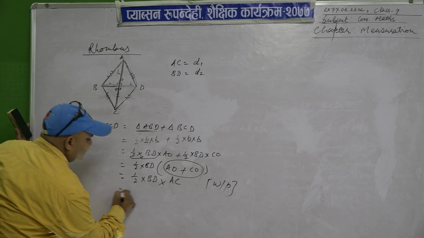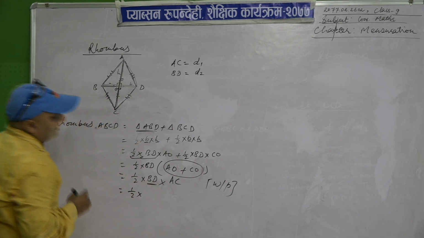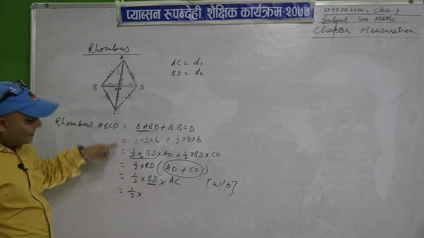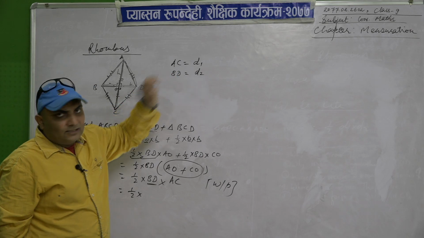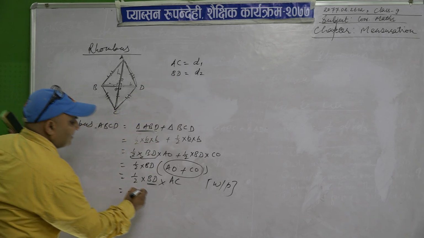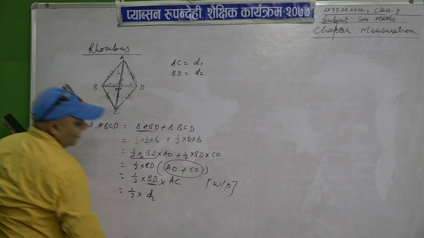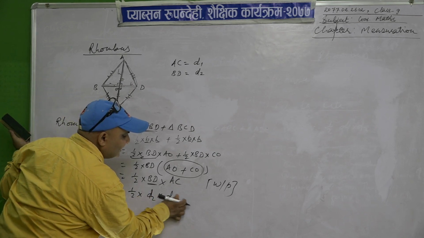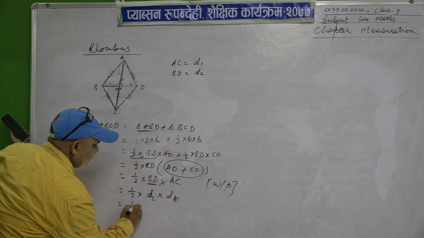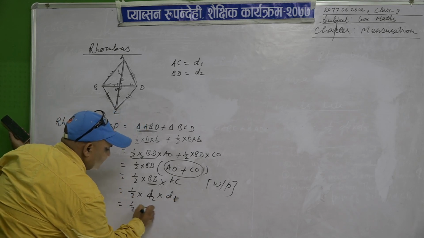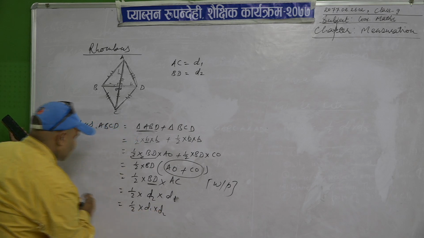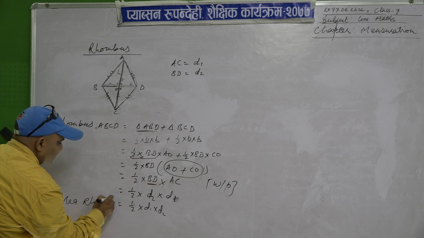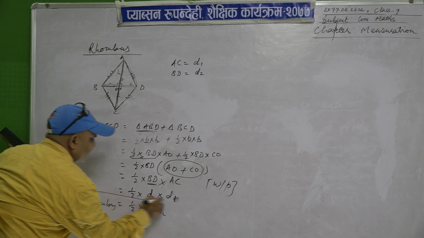Now, see 1 by 2, what is BD? BD is a diagonal. What is AC? AC is also a diagonal. Now, see, we have denoted AC as D1, BD as D2. In the place of BD, we write D2, and in the place of AC we write D1. Now, see what will be the result? The result will be 1 by 2 into D1 into D2. This is the area of rhombus.